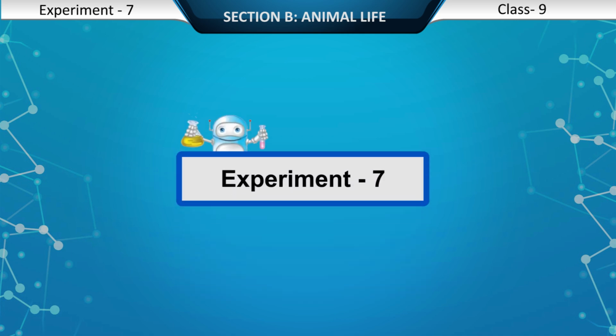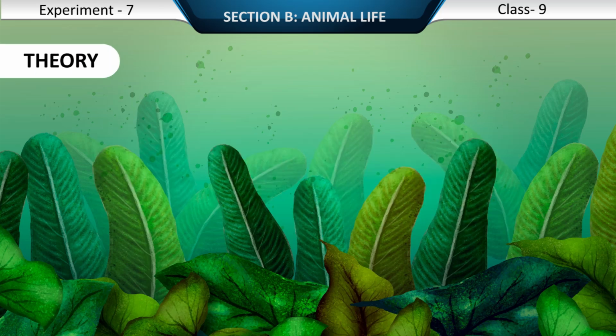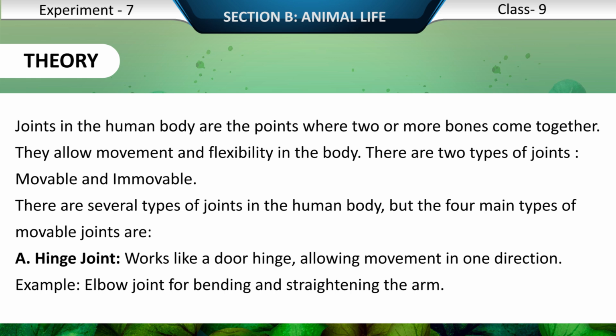Experiment 7. Aim of the experiment: study of different types of movable joints in human beings. Theory. Joints in the human body are the points where two or more bones come together. They allow movement and flexibility in the body. There are two types of joints, movable and immovable.